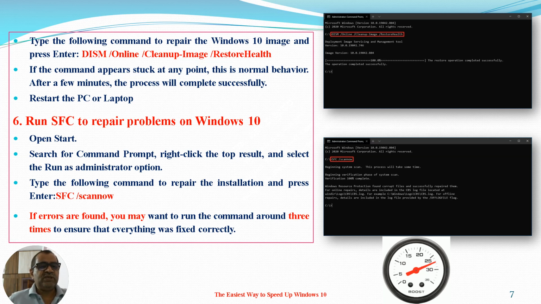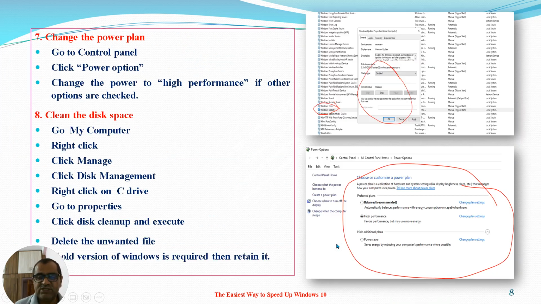Then usually the SFC command, especially the SFC scan now command, is very much useful. If errors are found, you may want to run the command 3 or 4 times. Please remember, 3 or 4 times, especially to speed up. Usually, this will increase the speed of the PC to a higher extent.